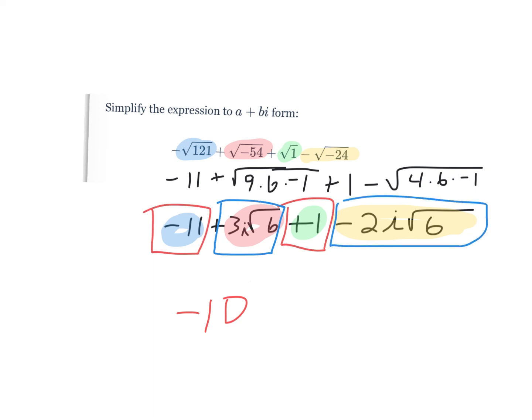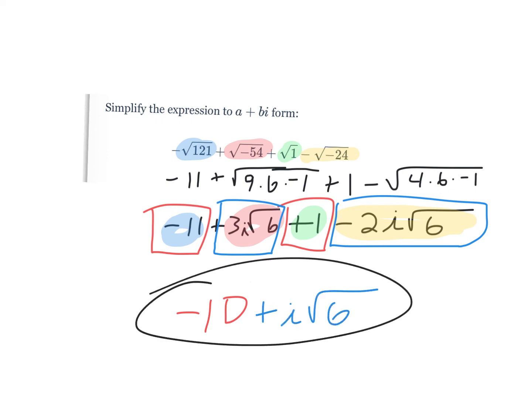Well, you would just be left with 1i square root 6, because 3i minus 2i is 1i, and then square root 6. So our final answer would be negative 10 plus i square root 6. And that's how we would simplify that one.